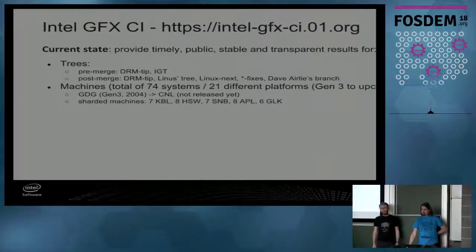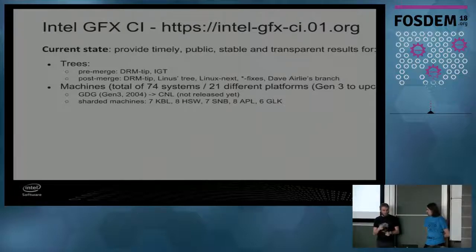We also have sharded machines. As you can see in the previous slide, we have quite a lot of tests, and they take a lot of time. If you ran them on a single host, it would take multiple hours. So we came up with a solution of sharded machines. Those are identical machines in 7 or 8 copies, 6 for Gemini Lake, and we split the workload among them. So you can get the full IGT run, excluding gem concurrent, in about 40-50 minutes if there's no queue. That helps us deliver timely results.